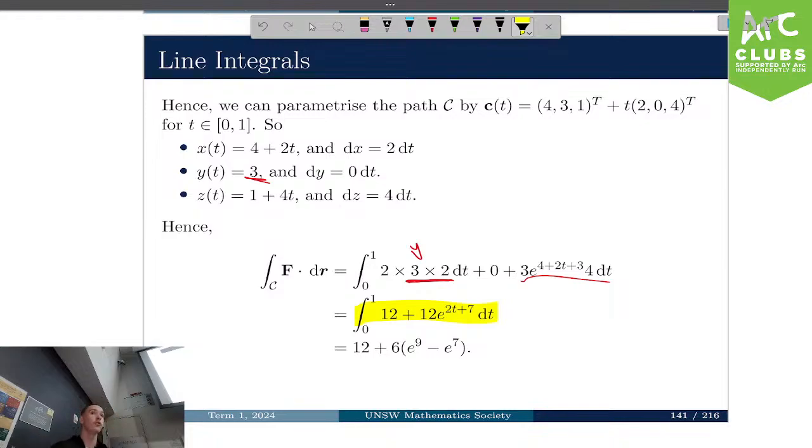So that's how you do a simple line integral. It's just a matter of parameterizing C, plugging x, y, z of t into your function f, and then integrating with respect to t. Plain and simple.